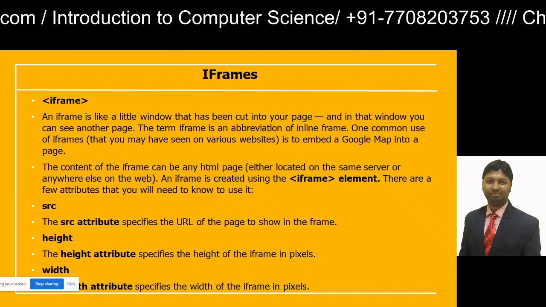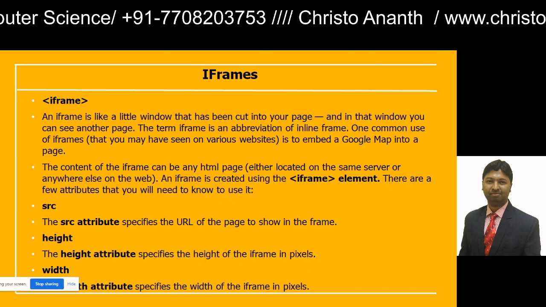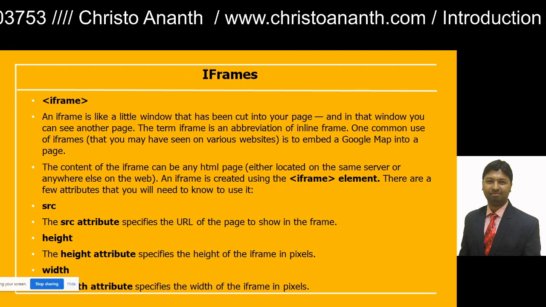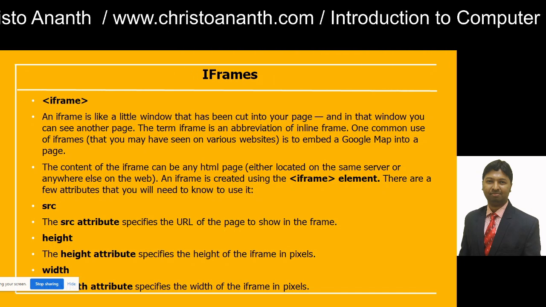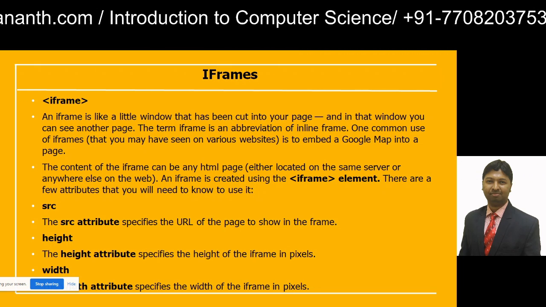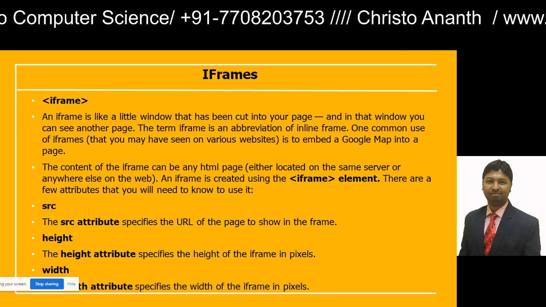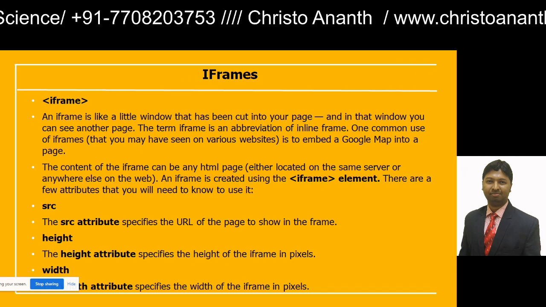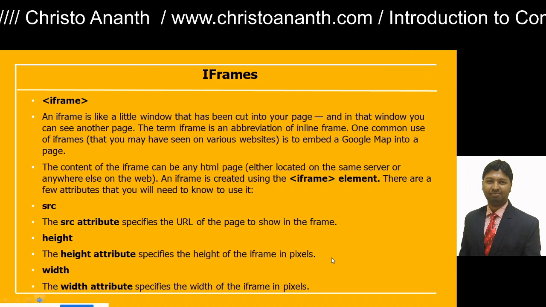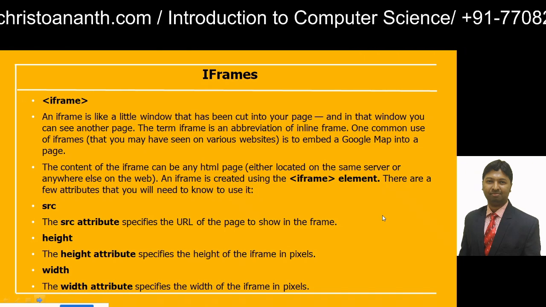The content of the iframe can be any HTML page. It can be located on the same server, or it can be located on any other website. An iframe is created using the iframe element. There are some attributes present in the iframe. You will have the src attribute, which specifies the URL of the page to show in the frame. Then you have the height attribute, which means the height of the iframe in pixels. Width means the width of the iframe in pixels. So you have the src attribute, height attribute, and width attribute.